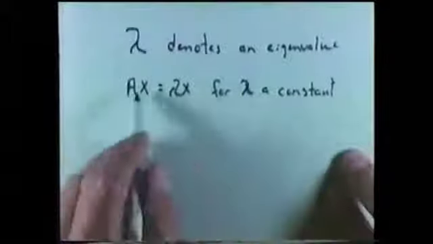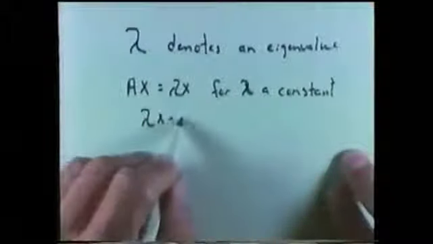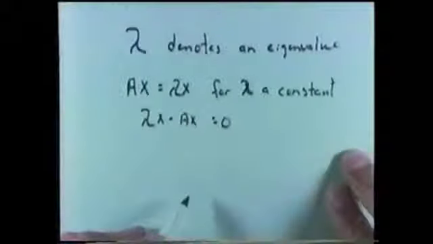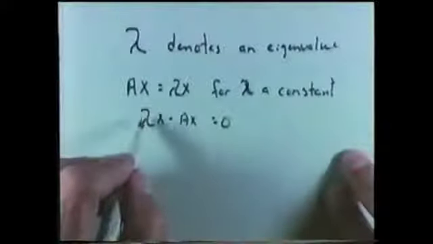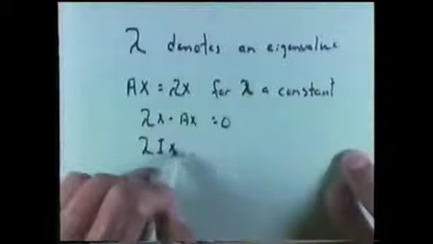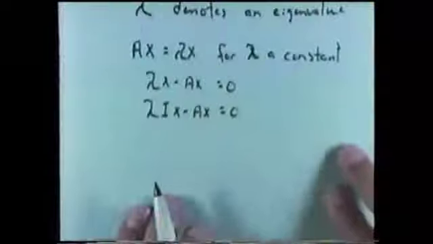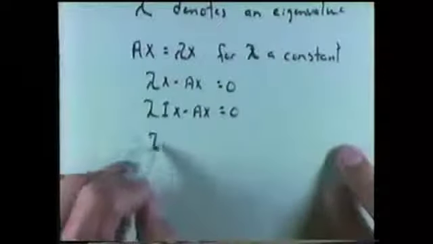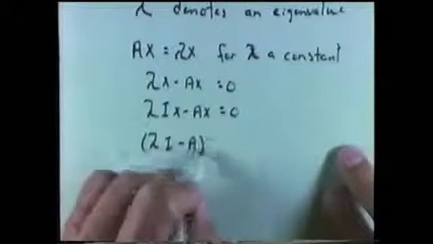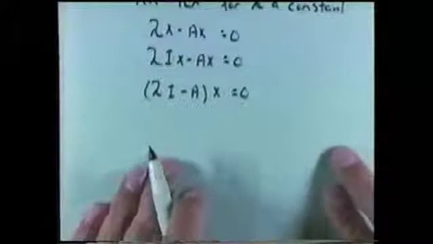Well, remember what we did? We subtracted Ax from both sides to get lambda x minus Ax equal to 0. We introduced the I: lambda I x minus Ax is equal to 0. Factored out the x: lambda I minus A times x is equal to 0.